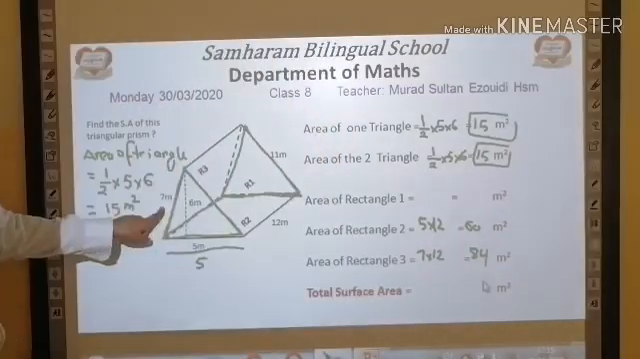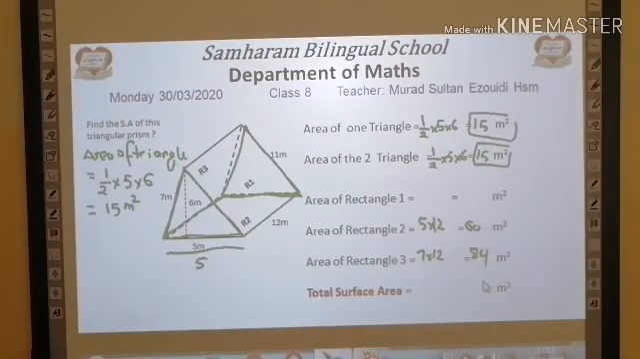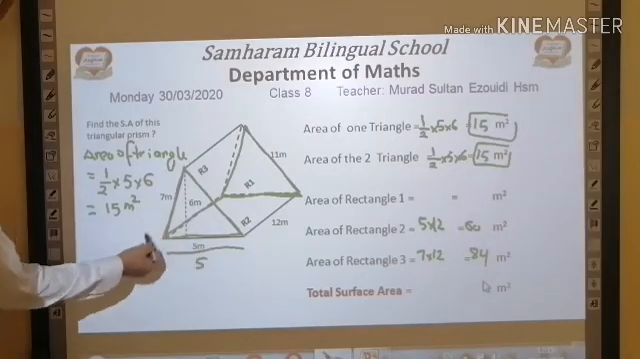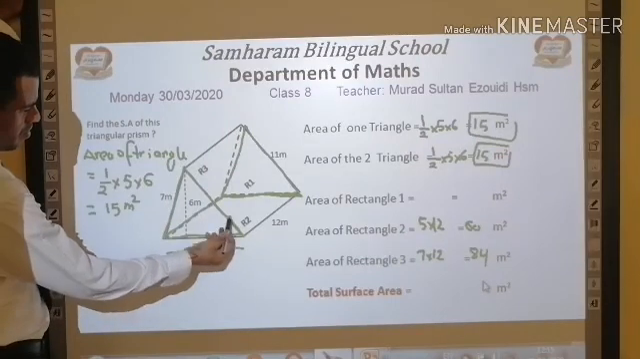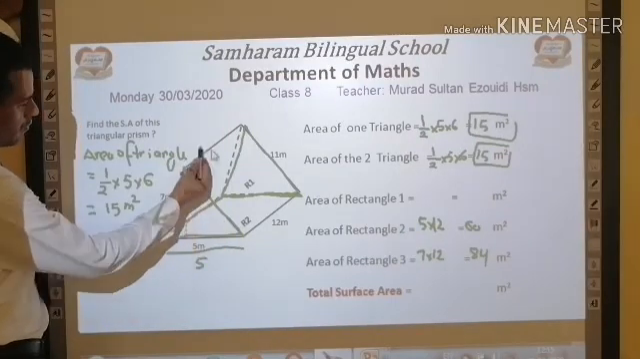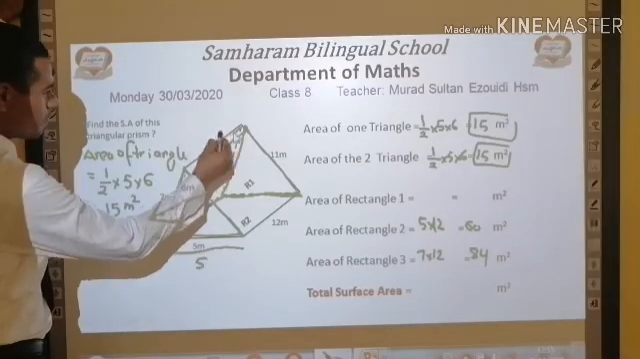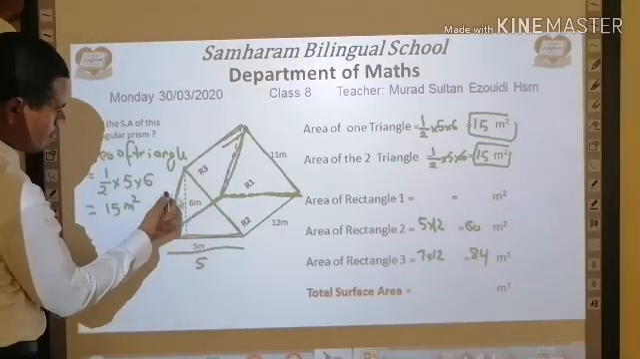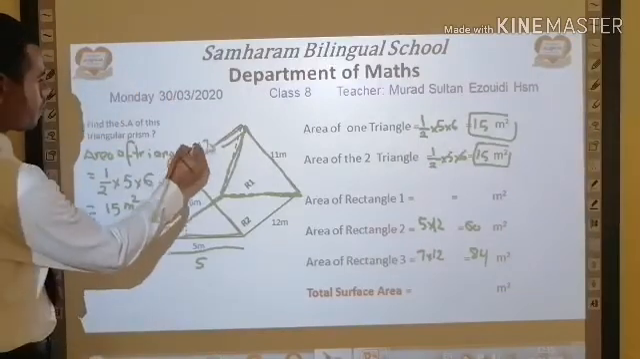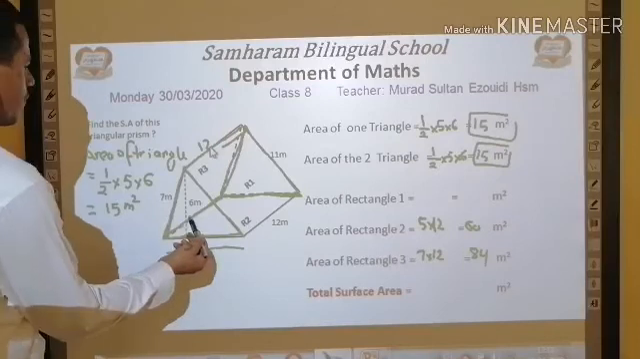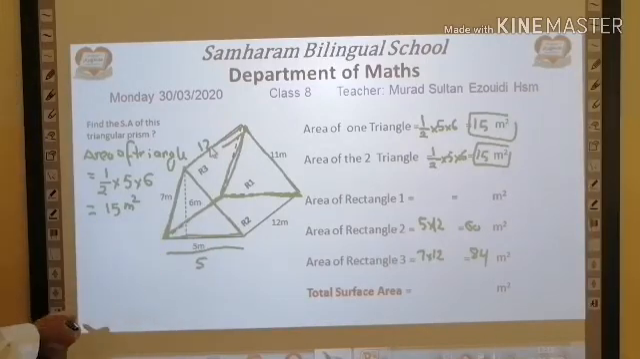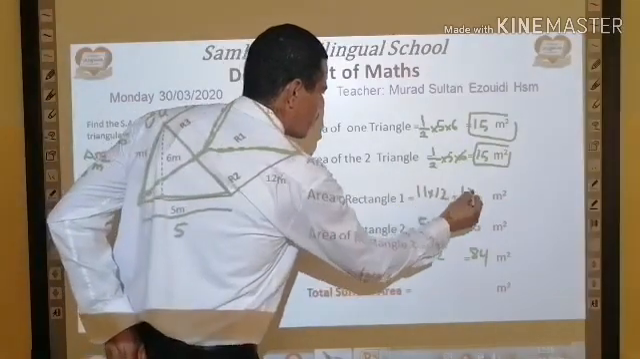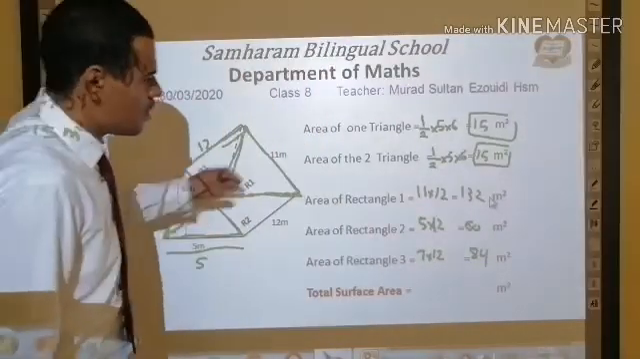Then rectangle 1. Okay. Rectangle 1 is 11 by 12. This is 7, this is 12. Okay. Then we have 11 by 12. It will be 132. Okay, now we just add.